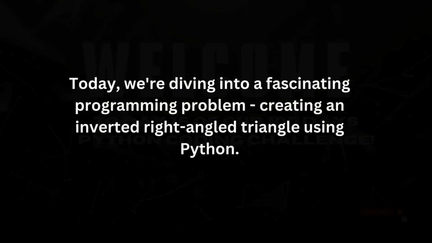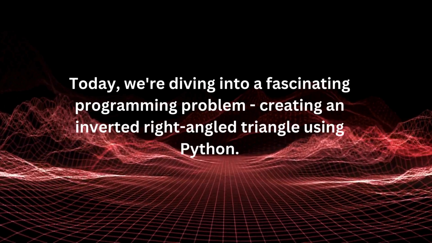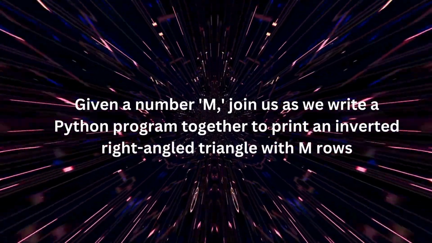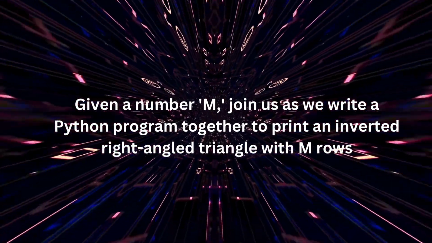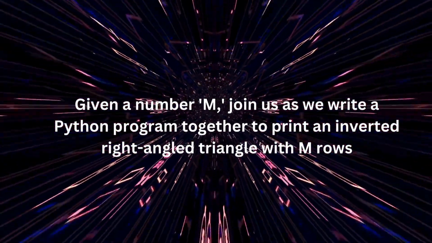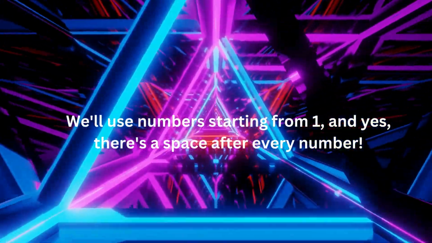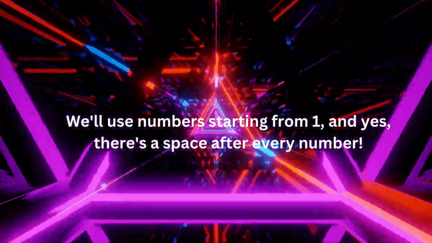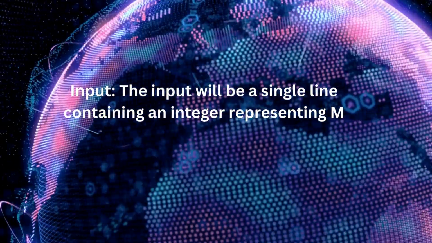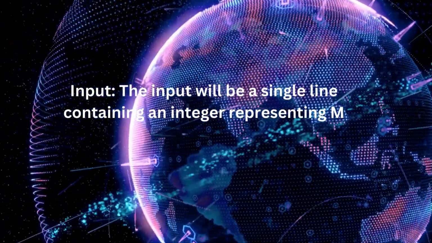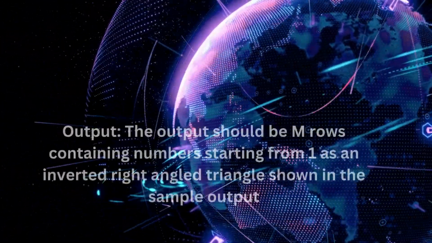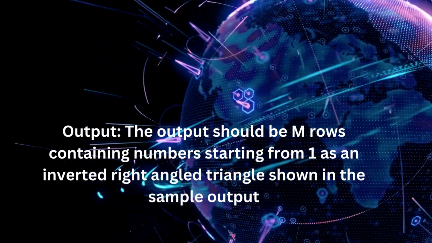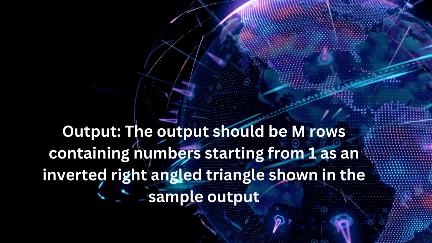Today we're diving into a fascinating programming problem: creating an inverted right-angled triangle using Python. Challenge task: given a number m, write a program to print an inverted right-angled triangle of m rows, using numbers starting from one. Note, there is a space after every number. Input: the input will be a single line containing an integer representing m. Output: the output should be m rows containing numbers starting from 1 as an inverted right-angled triangle, shown in the sample output.